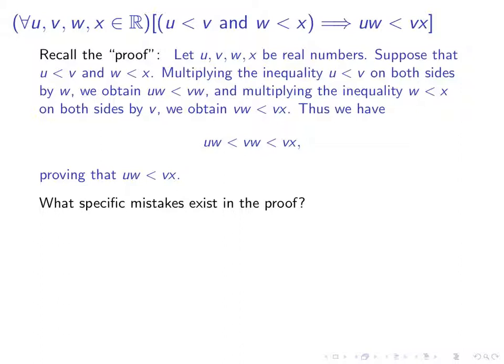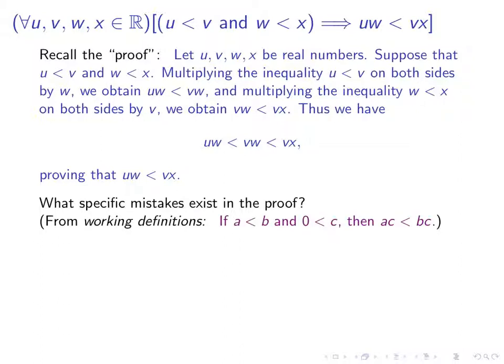So, what specific mistakes exist in the proof? Well, according to the working definitions, in order to multiply an inequality with something, it has to be something that's bigger than 0. And so that is, in fact, the specific mistake, is that we didn't assume that this w was bigger than 0 before we multiplied it by the inequality u less than v to obtain uw less than vw.